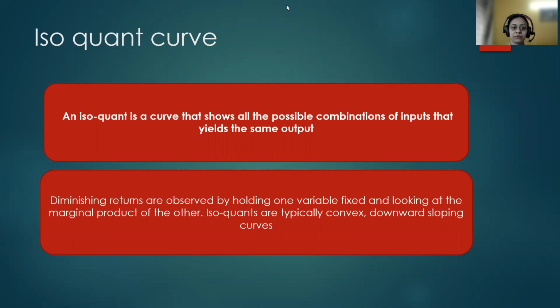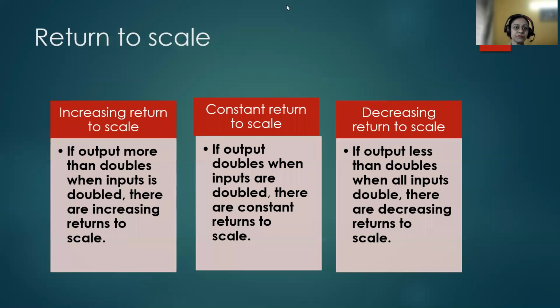What is an isoquant curve? An isoquant curve is a curve which shows various combinations of, for example, capital K and labor L, that produces the same quantity of output. It is also observed that diminishing returns are observed when we substitute one factor with another. And this is the reason for the convex shape of the isoquant curve.